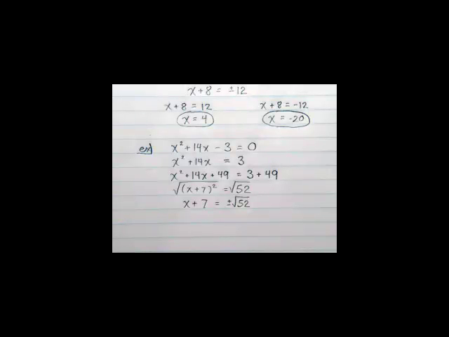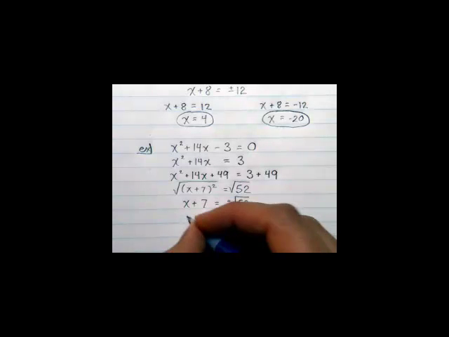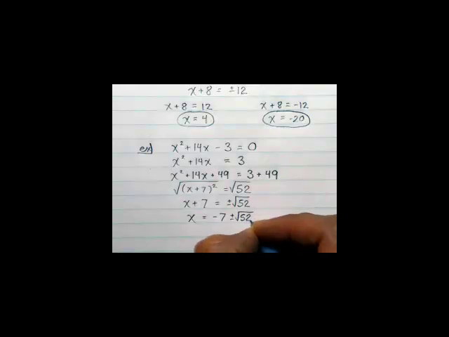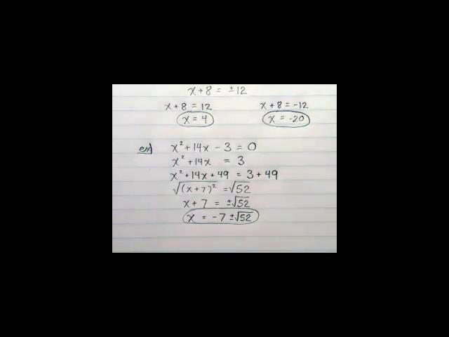Almost there. What's left? Somebody else who has not spoken yet. Subtract 7. Mm-hmm. I forgot to write the 2. Negative 7 plus or minus the square root of 52. All right. This one, square root of 52, I think can be reduced. So your textbook would probably have something that looks like this.